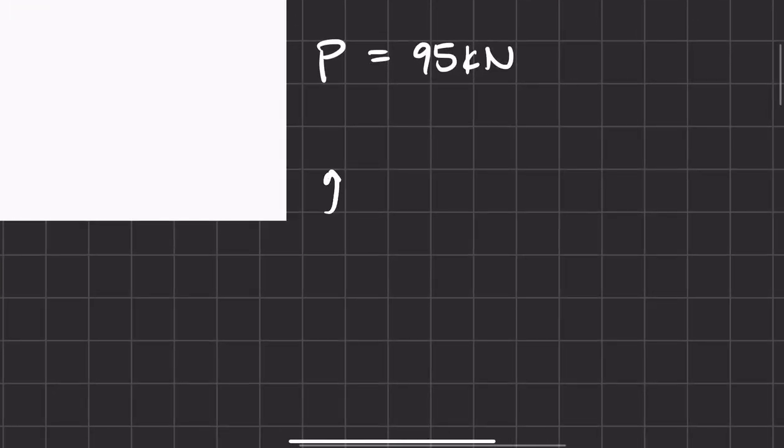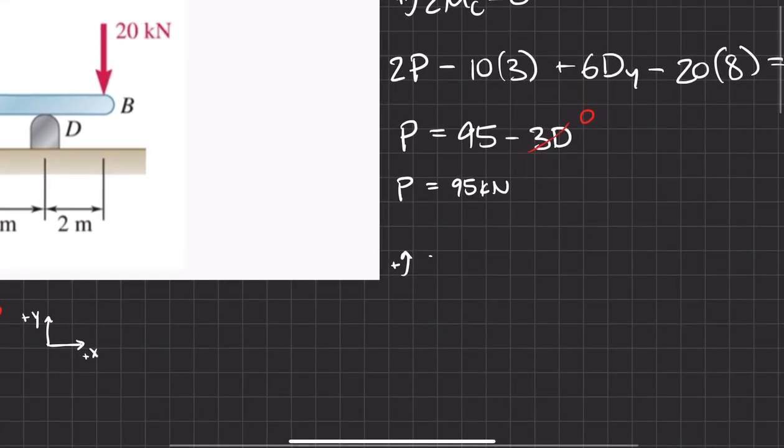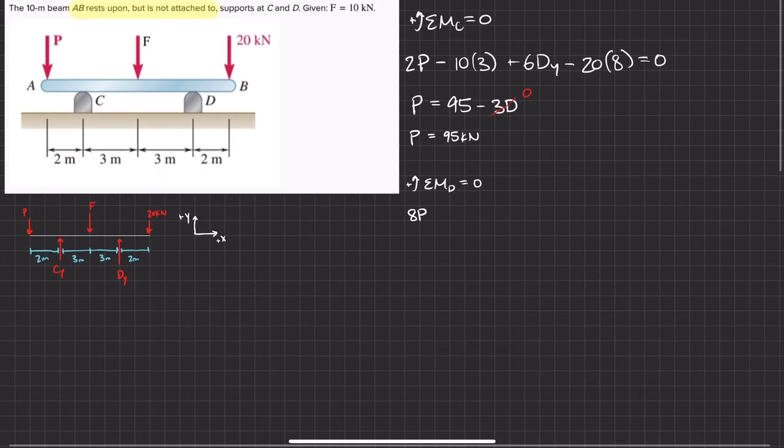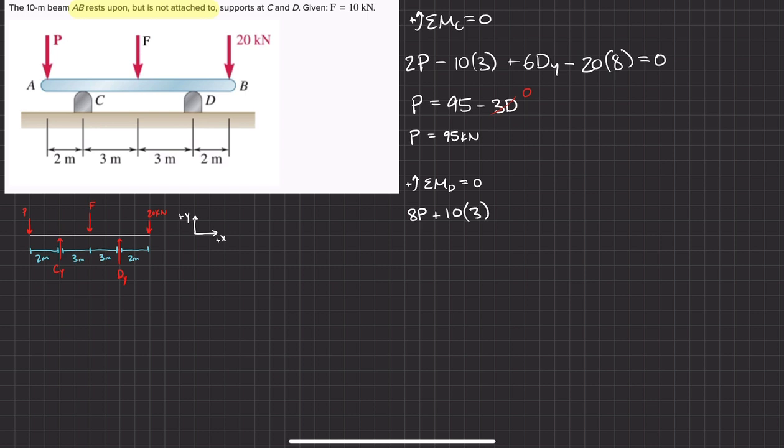So now we can repeat the process for the moment about D and set it equal to 0. Using the same method as before that we used for taking the moment about C, we get 8 times P plus 10 times 3 minus 20 times 2 minus C of y times 6 equal to 0. We're going to solve for P again. We get that P is equal to 1.25 plus 0.75 C.